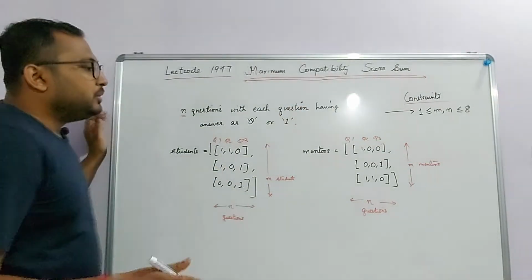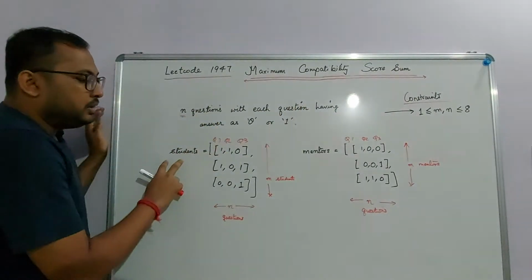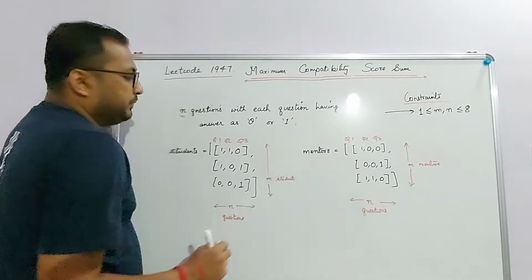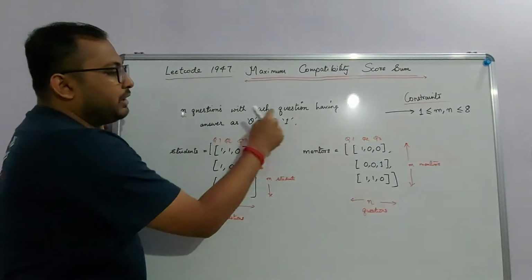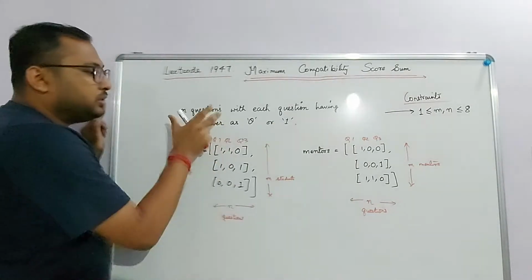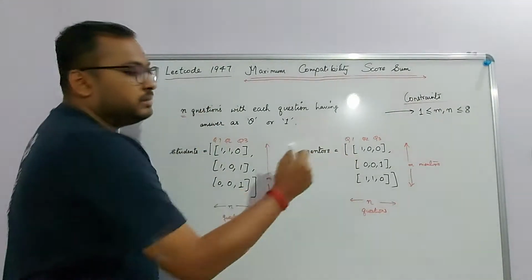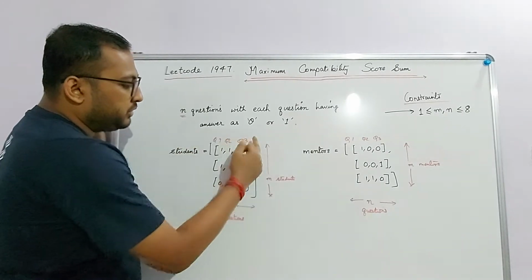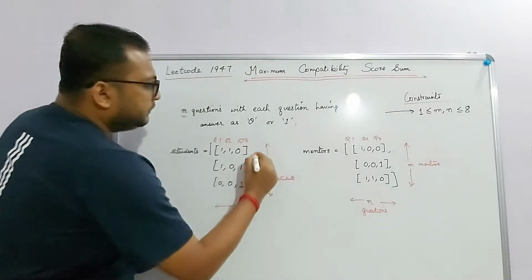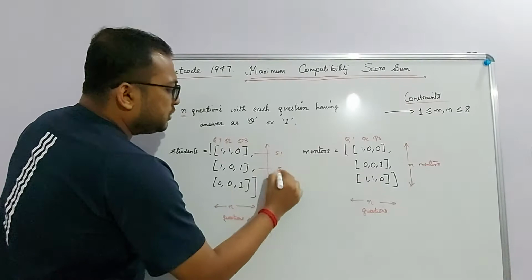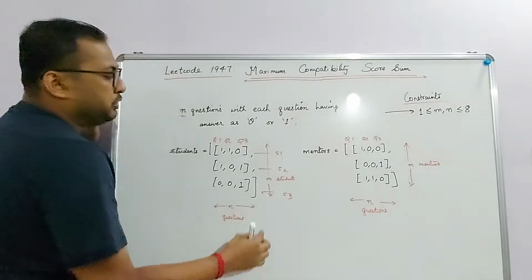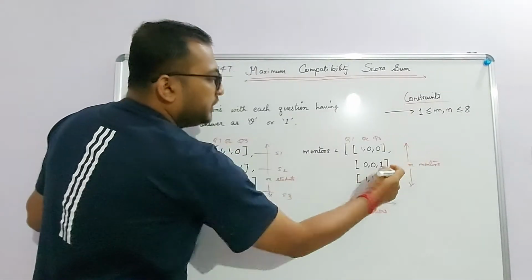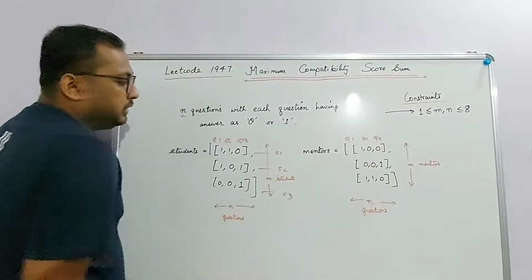So in this problem you are given n questions and m students and m mentors, and each question can have a value of 0 or 1. These questions are answered by these students and these mentors and the values are given. So typically this is question 1, question 2 and question 3, and this is your student 1, student 2 and student 3. So in total you have m students. Similarly you have mentor 1, mentor 2 and mentor 3, and you have m mentors.